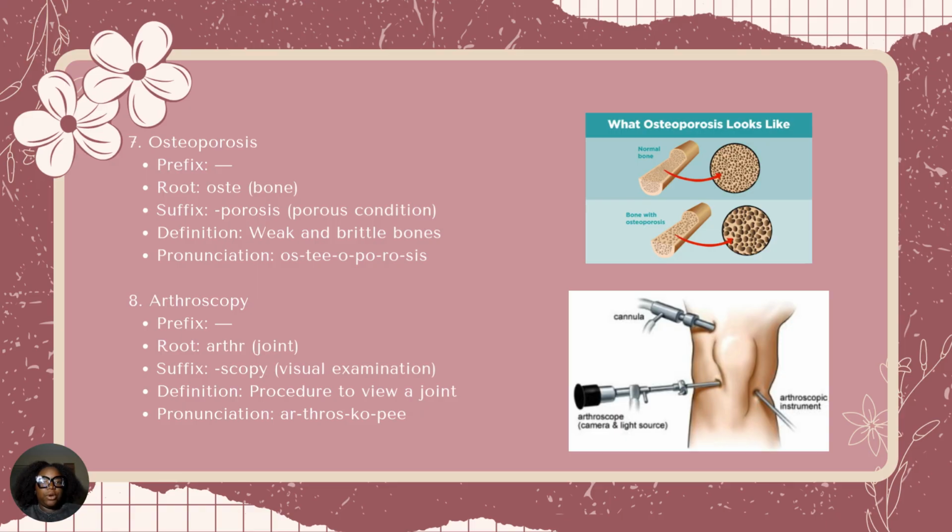Next, we have osteoporosis, and it means weak and brittle bones. The root word is oste, meaning bone, and the suffix is porosis, meaning porous condition. Next is arthroscopy. The root word is arthro, which means joint, and the suffix is scopy, and arthroscopy means a procedure to view a joint.